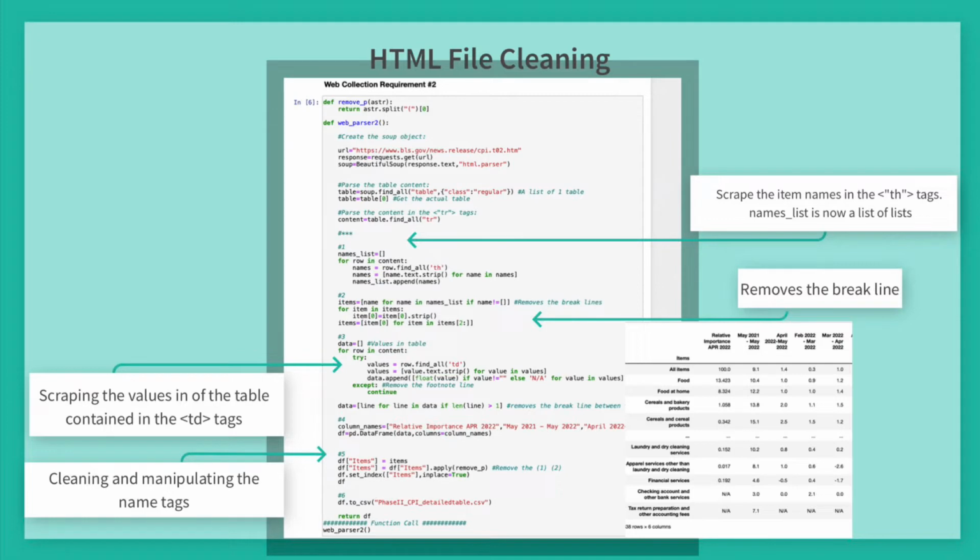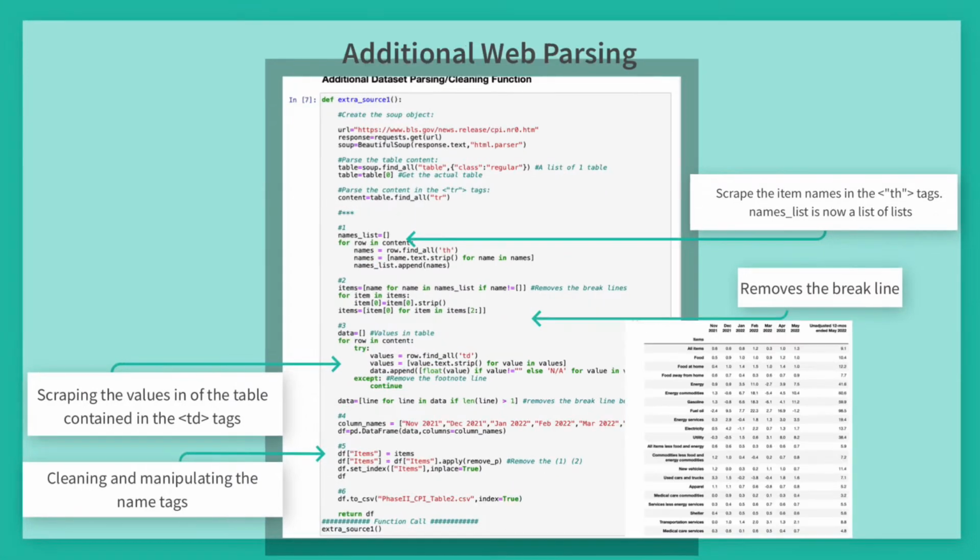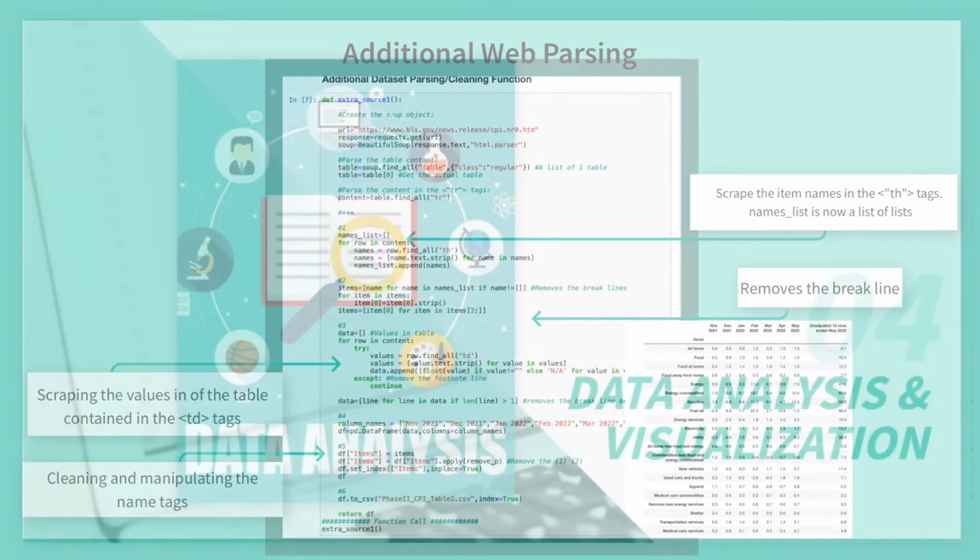Since the bracket is an empty list included in the bigger list, we iterate through the list and get rid of them. For the values for each item, they are in the td tags, and we did the same thing. Using the two lists we just passed through, we created a data frame and put everything together, exported to a new CSV file. The extra source, which is another HTML link, is also done using similar steps.